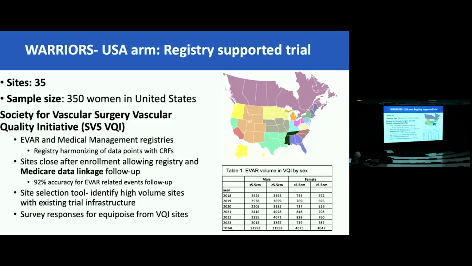We've also identified sites which have high volume, and we did some preliminary analysis to show what the EVAR volumes by centers at VQI are and how many patients we could contribute. The advantage of having a registry support this is you already identify sites which are high volume, which have existing infrastructure, which are seeing your patients of interest, and they won't have to go finding those patients.